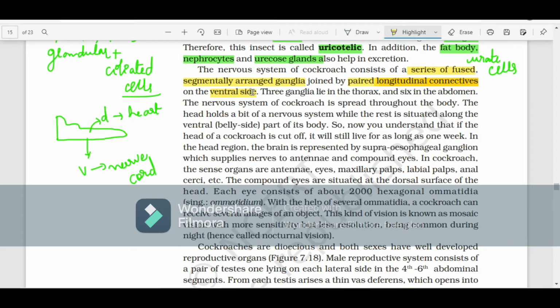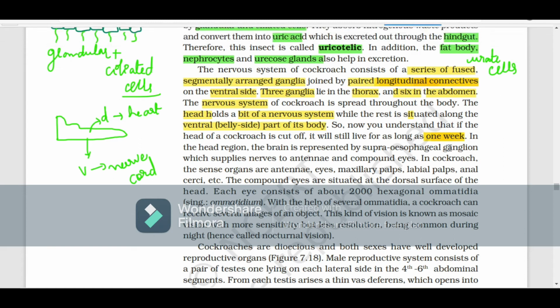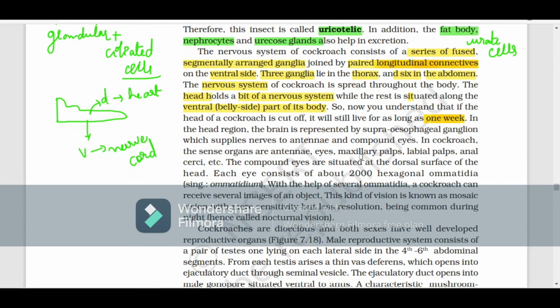Three ganglia lie in the thorax region while 6 ganglia are found in the abdominal region. The nervous system of the cockroach is spread throughout the body. The head holds only a bit of the nervous system, while the rest is situated along the ventral belly part of its body. So if you cut off the head, it can still live as long as a week. They'll ask, is it a week, a month, a day, or will it die immediately? It lives for as long as a week because most of the nervous system is not in the head, but in the thorax and the abdominal region.